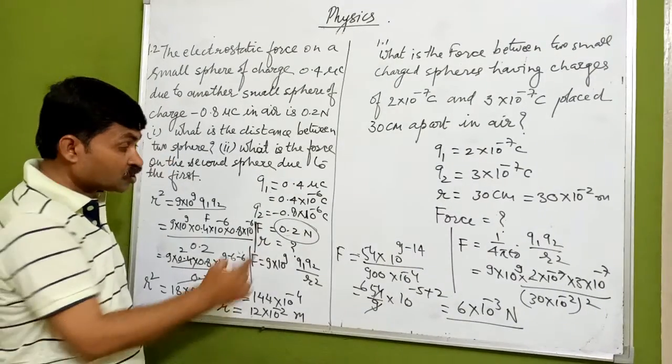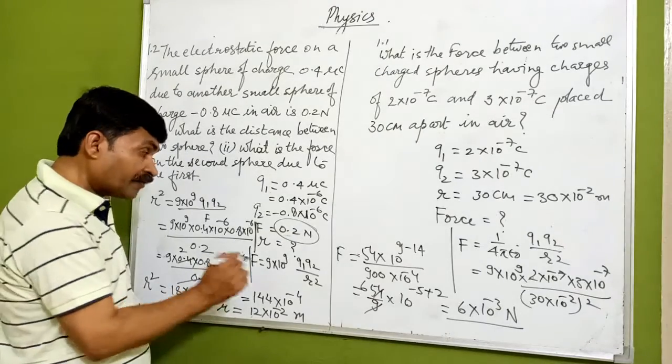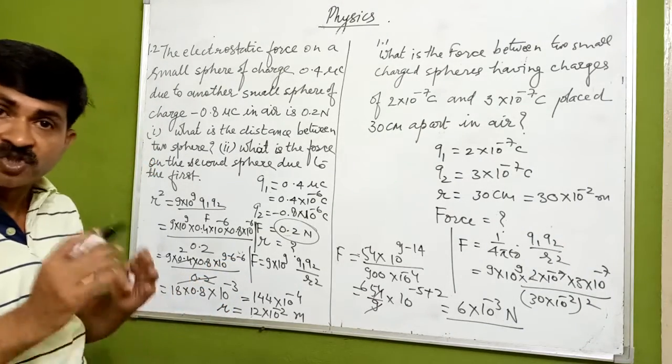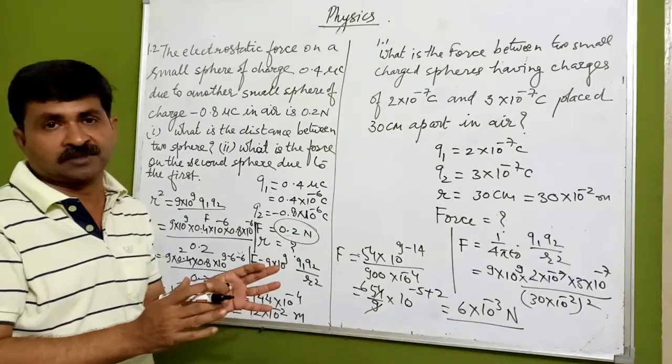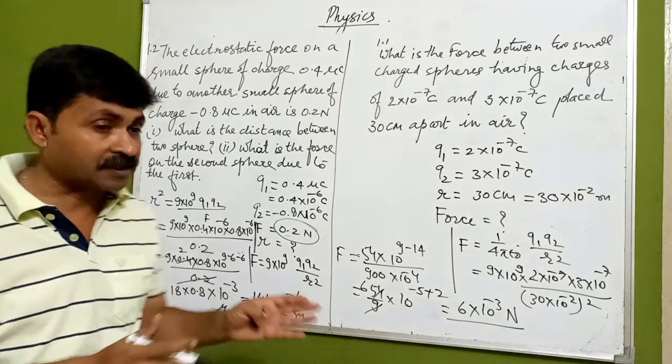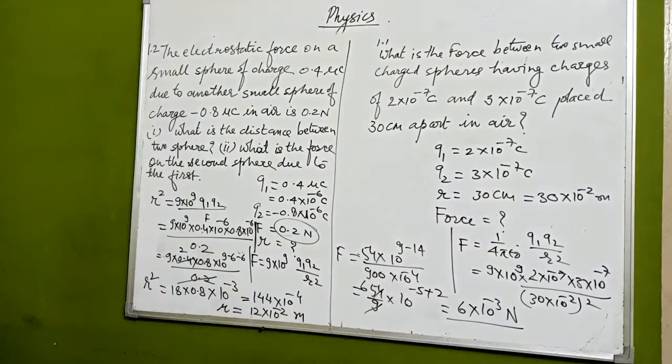0.2 Newton. So what we have got here? Second answer is 0.2 Newton of force, which is attractive in nature. So this way we can proceed further. Now we will go with the next.